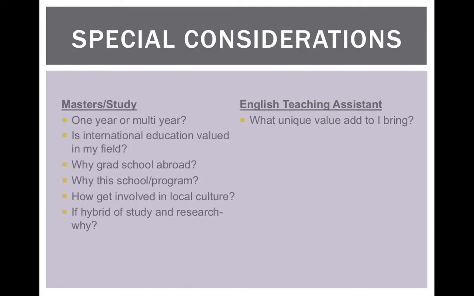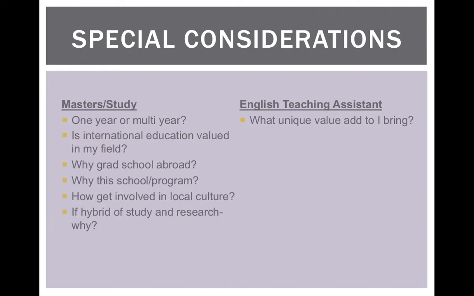Some special things to consider if you're going for the master's degree in particular, or the study research, is, why do I need a one-year or a multi-year program? There are very few Fulbright options for multi-year programs. So if you're going for the master's degree in particular, you'll need to decide, is 1 year going to be enough for my discipline and for what I need for my future goals, a one-year master's program.